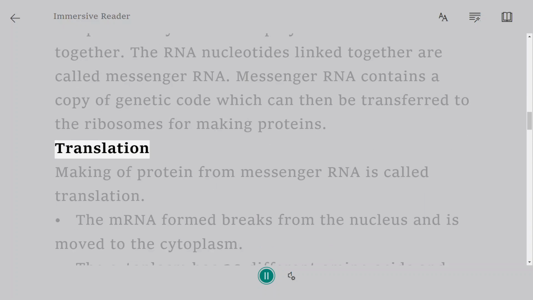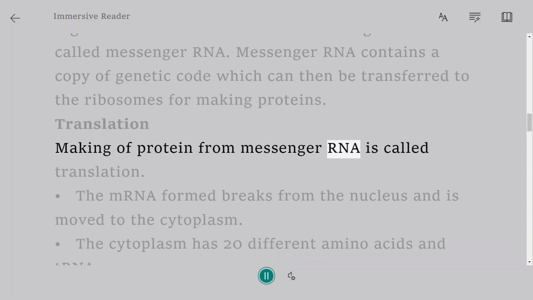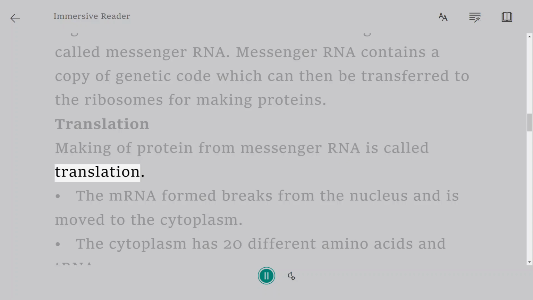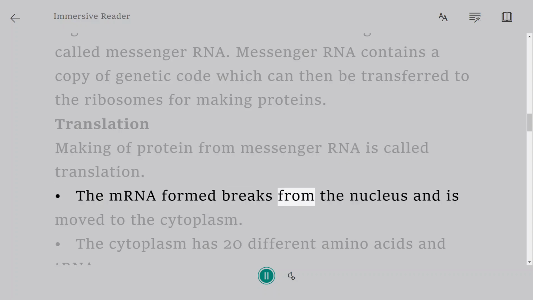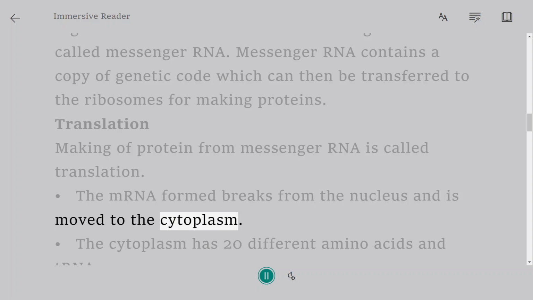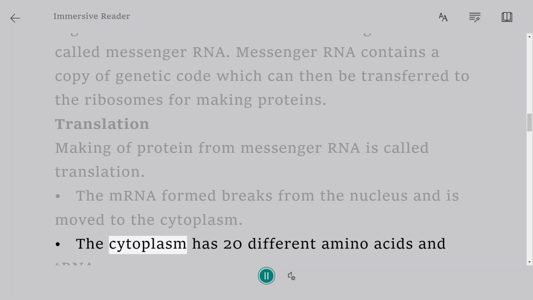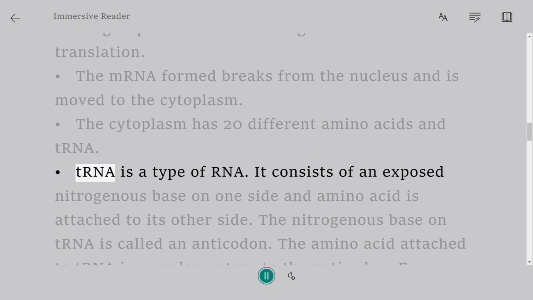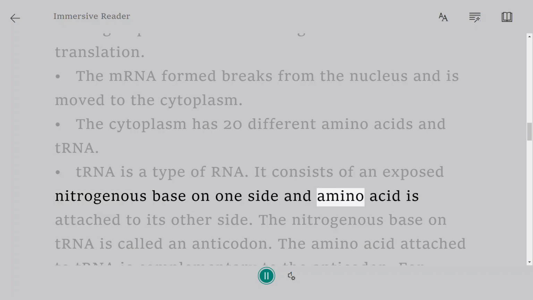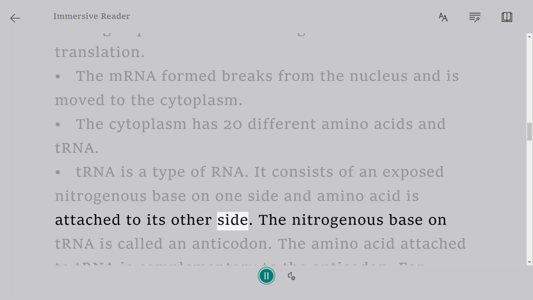Translation. Making of protein from messenger RNA is called translation. The mRNA formed breaks from the nucleus and is moved to the cytoplasm. The cytoplasm has 20 different amino acids and tRNA. tRNA is a type of RNA. It consists of an exposed nitrogenous base on one side and an amino acid attached to its other side.